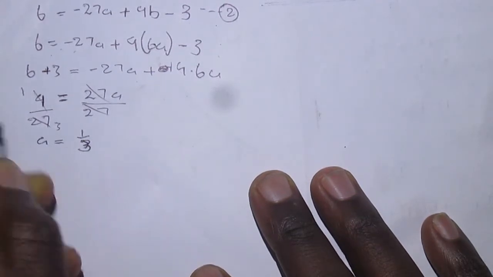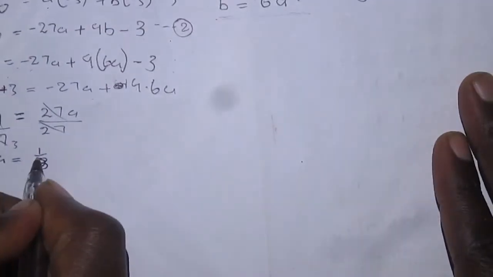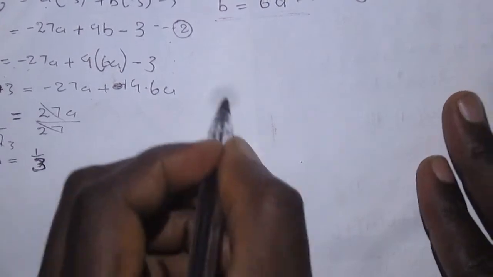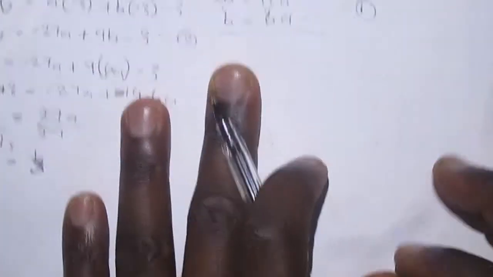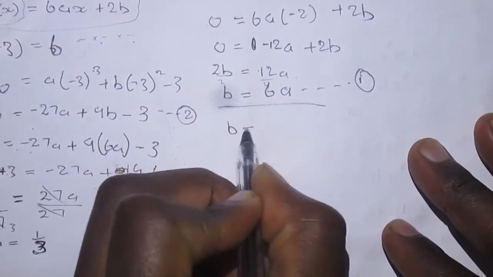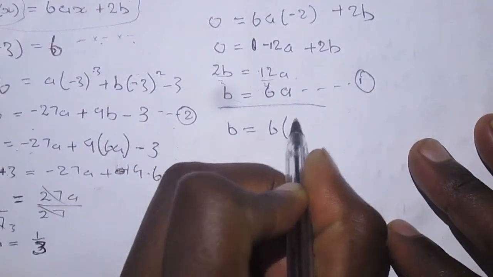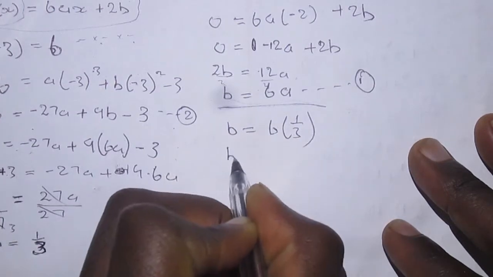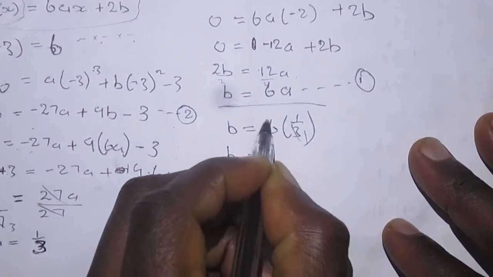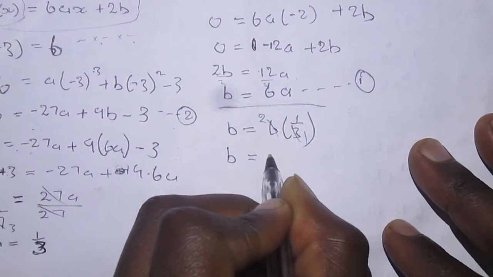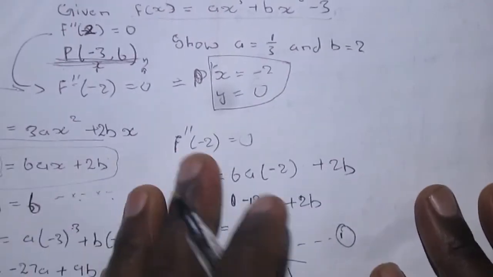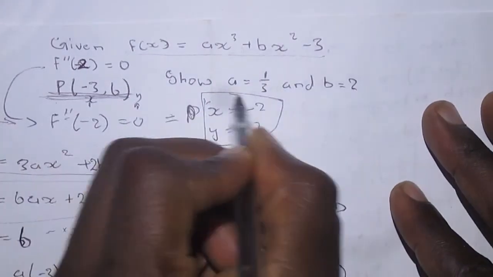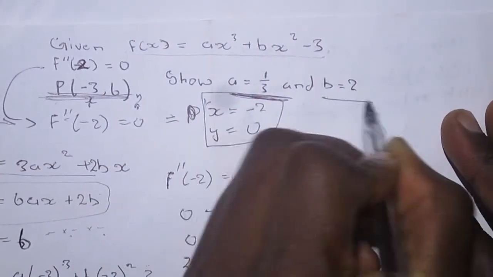Now we go back to our first equation and substitute our answer there. b is equal to 6 times 1 over 3. The 3 goes into 6 twice, so b is equal to 2. Now, did I prove what I was asked? Yes, I have proven that a is a third and b is 2.